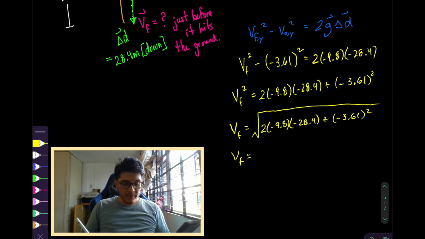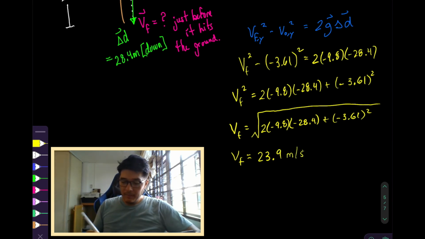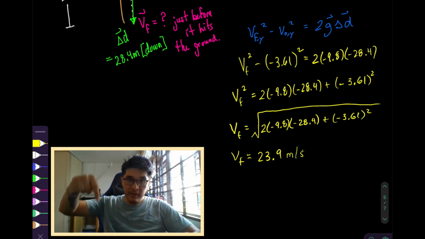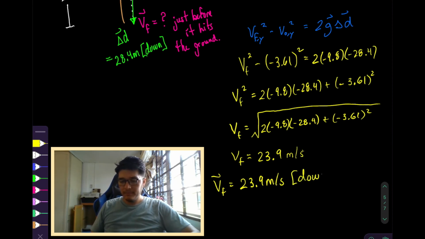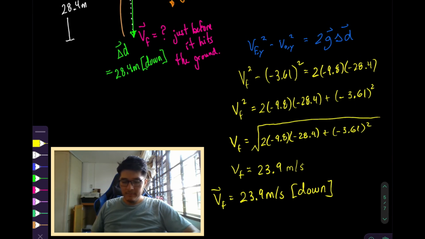Okay, this seems pretty reasonable, 23.9 meters per second. That's the magnitude only, but because we know that it was going downwards, if we want to report the vector quantity, we could write final velocity, 23.9 meters per second, down. Okay, we made it. Hopefully you made it with me, right?